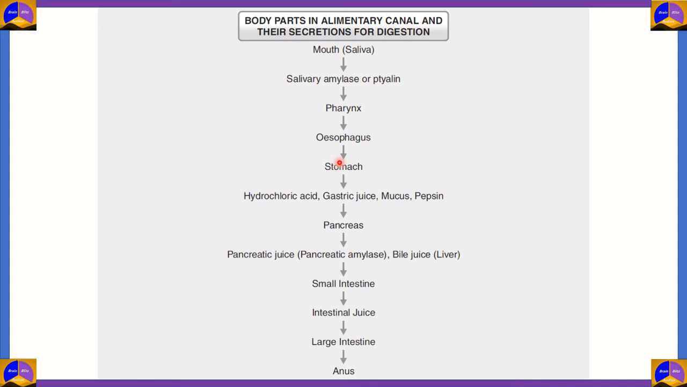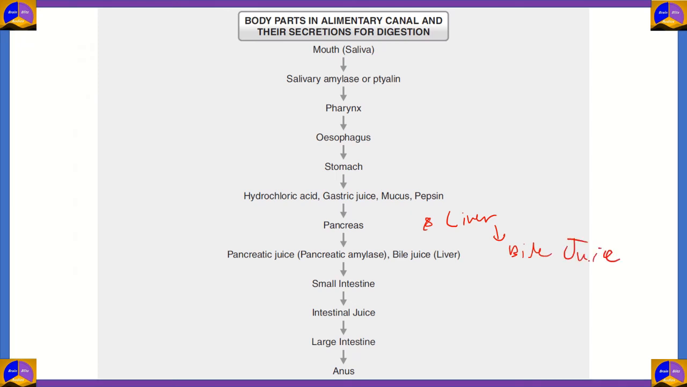Now from here, the food passes through the small intestine, which also receives input from the pancreas and the liver. So I believe the liver has been left out here. So we also have the liver, which gives us bile juice.